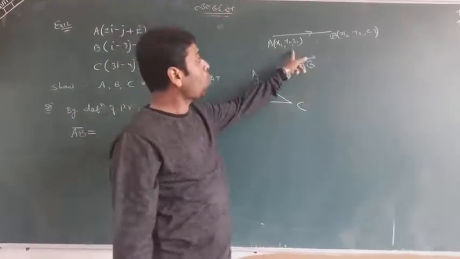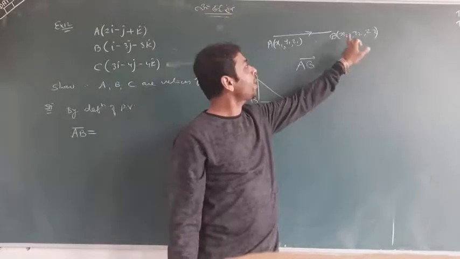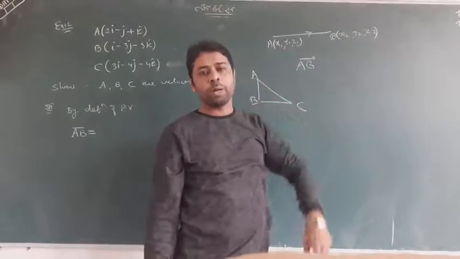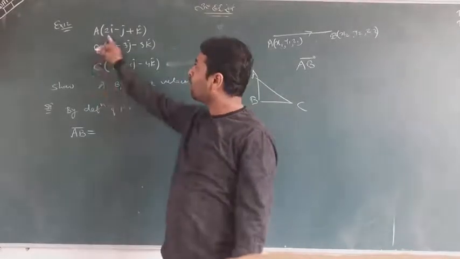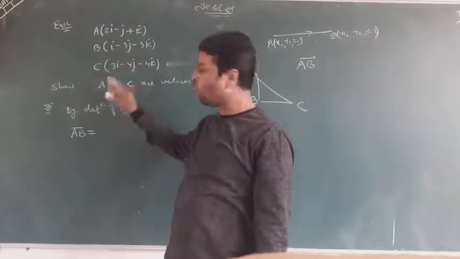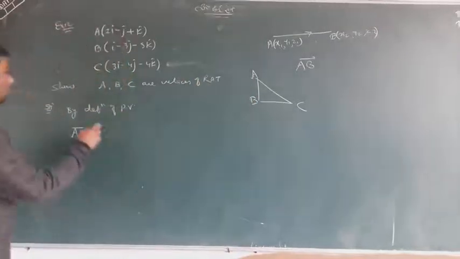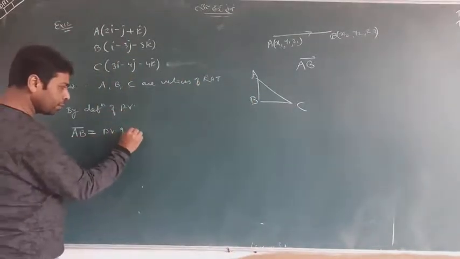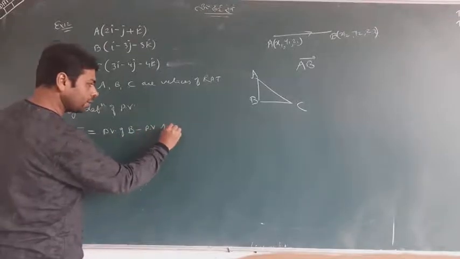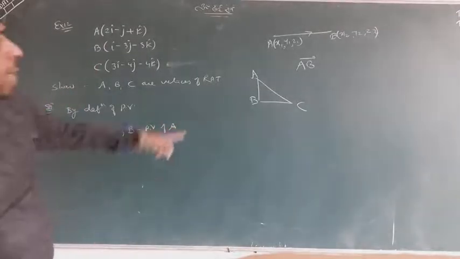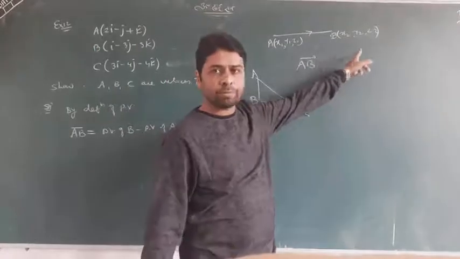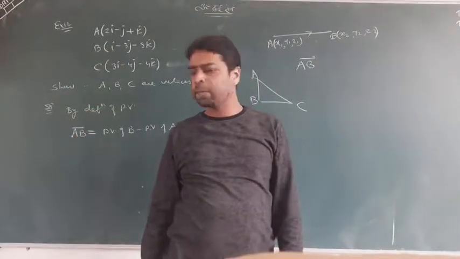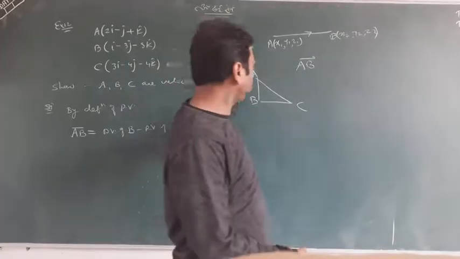When coordinates are given, then x2 minus x1 i, y2 minus y1 j, z2 minus z1 k is successfully implemented. But here it is not a coordinate, it is a vector. So go with the definition of position vector. What is the meaning of AB? Position vector of B minus position vector of A. Same thing. This can be done when coordinates were given, but it is not coordinates, so it is a bit tough to take the situation easily.